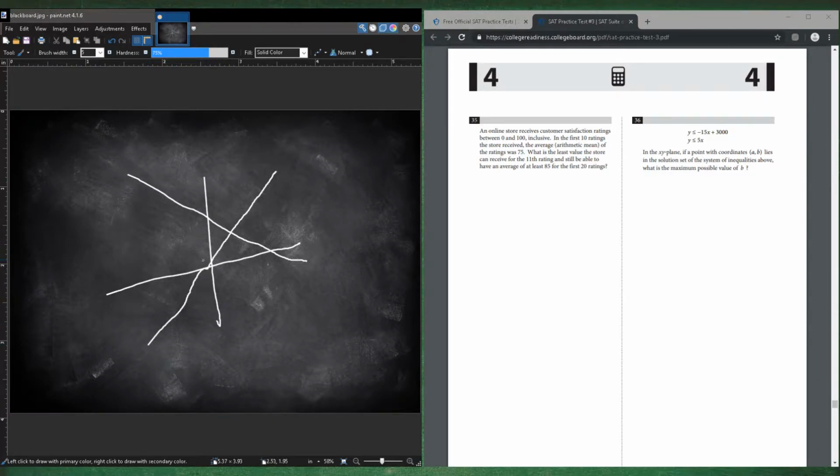The straight line. So 5x is supposed to be greater than y. So it has to be anything above here. And this one has to be above, so anything above here. So here and here would mean any answer here. So what's the maximum value of b? So it has the coordinate value of a, b.